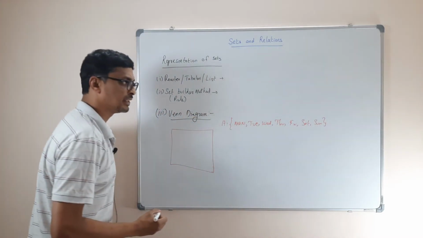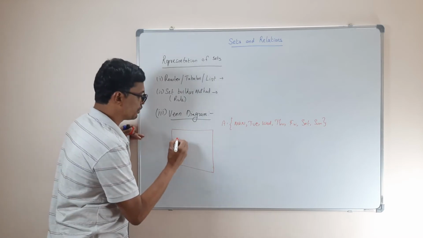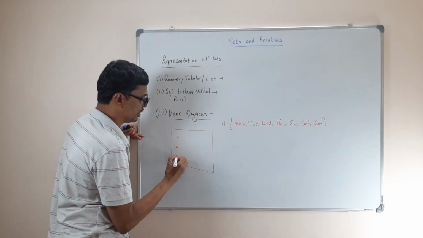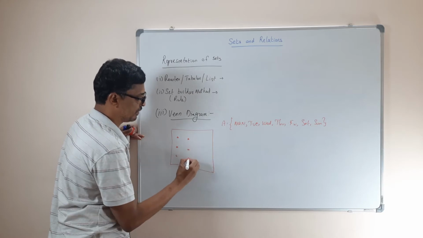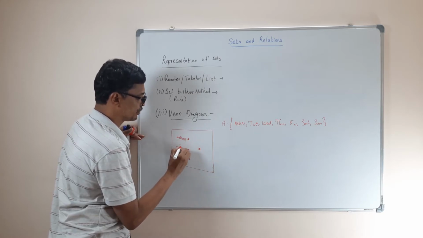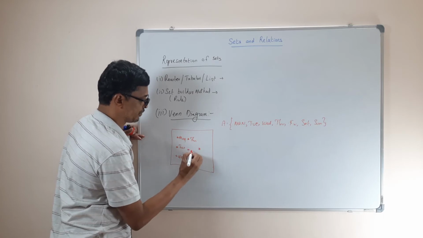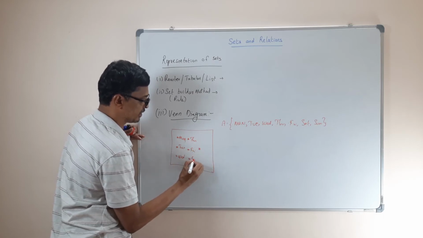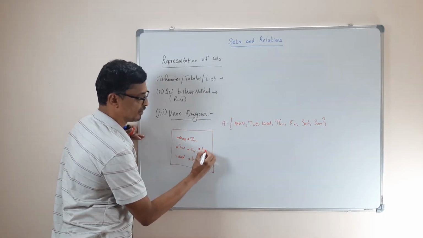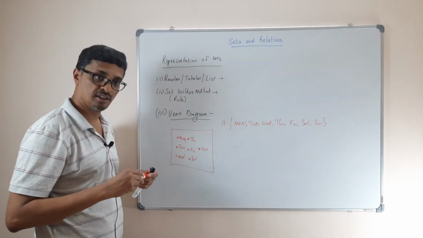I want to represent this in the Venn diagram. How many days? 7 days. I'll put 7 points: 2, 3, 4, 5, 6, 7. Monday, Tuesday, Wednesday, Thursday, Friday, Saturday, Sunday. So this is what you call your Venn diagram.